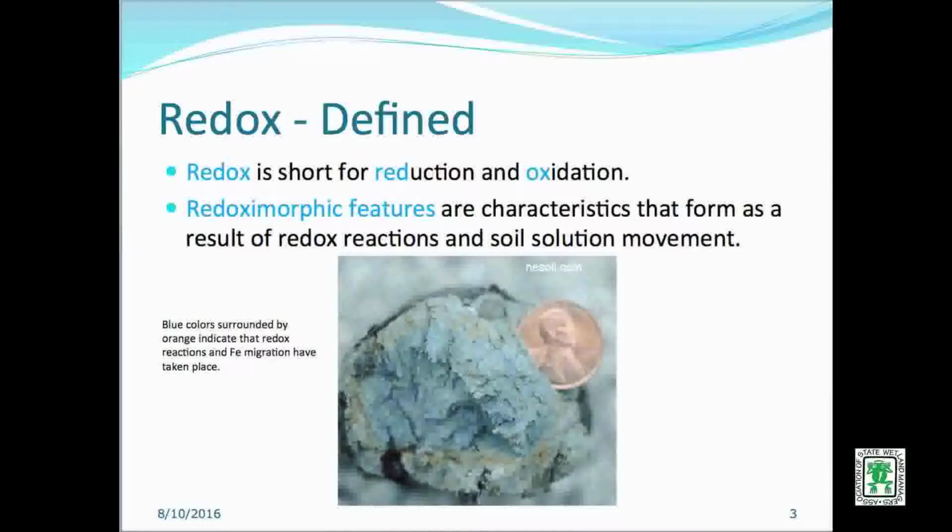All right, well, let's talk about redoxamorphic features and redox. Redox is an acronym that's short for reduction and oxidation. And redoxamorphic features are the characteristics that form as a result of redox reactions and as a result of soil solution movement. So that's how we get redistribution of soluble byproducts, and that's why we end up with either depletions of iron, manganese, sulfur, and other minerals from certain zones in the soil, or where we may get concentrations of those, is through the movement in the soil solution.